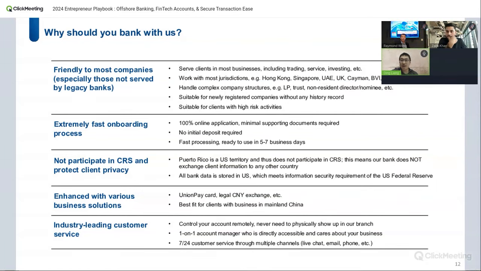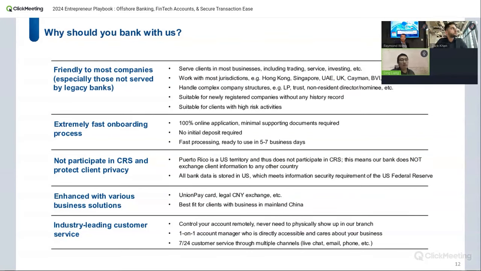So let's say, again, I keep using HSBC as an example, right? HSBC doesn't like startups. They don't like some service companies, consulting companies, or companies not from Hong Kong, right? If you come with BVI companies, it's very complicated to get HSBC accounts. For us, we take all those applications. So we serve clients from various industries, and from most jurisdictions with different company structures, etc.